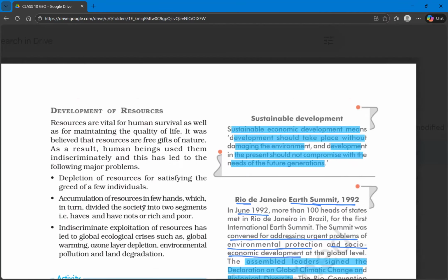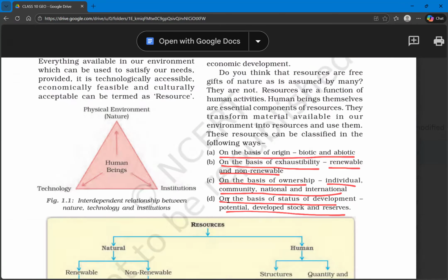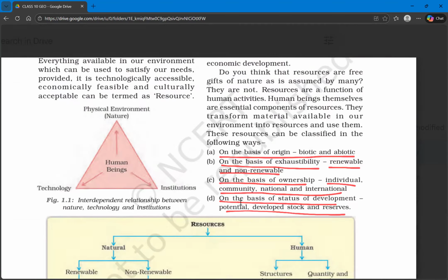Now the next one is development of resources. Okay, so we have another one, that is on the basis of status of development. Under that, the first one is potential. Potential means it has the ability to satisfy our needs, but we are not still using it. So these resources are found somewhere, but we are not using them yet. So that is called potential.